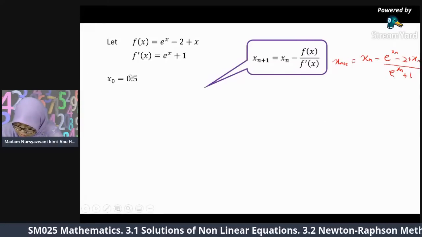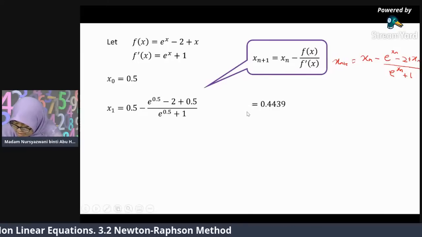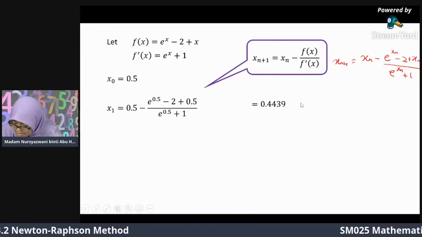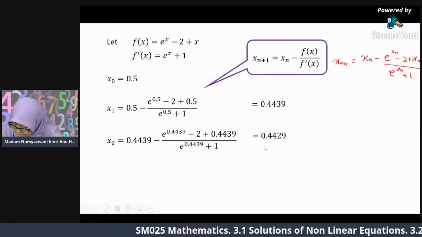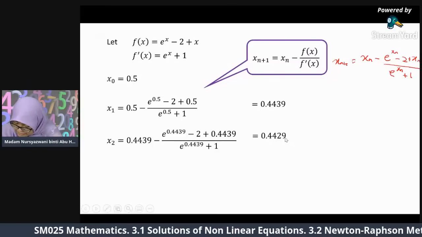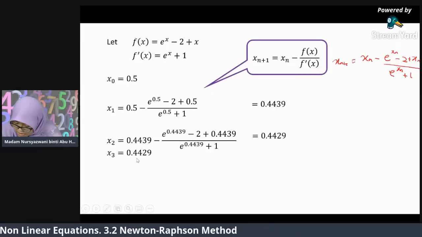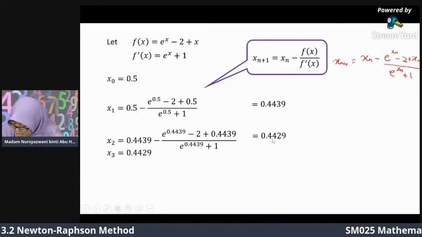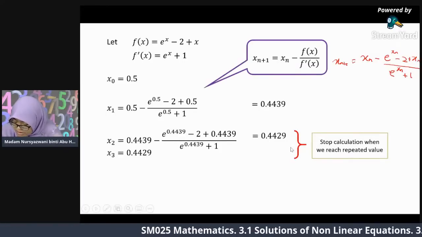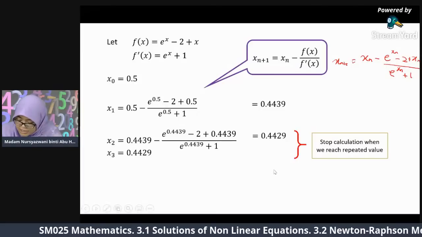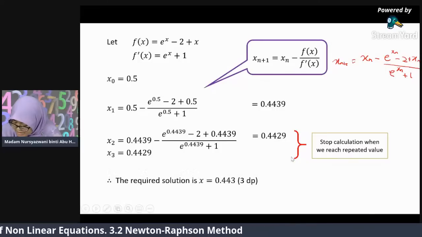Okay, now we substitute this value into Newton-Raphson formula and we get 0.4439. Then we substitute again this value into Newton-Raphson formula and we get 0.4429. Repeat again this process and we get x3 equal to 0.4429. So we stop our calculation when we reach the repeated value. So you can make the conclusion x equal to 0.443.